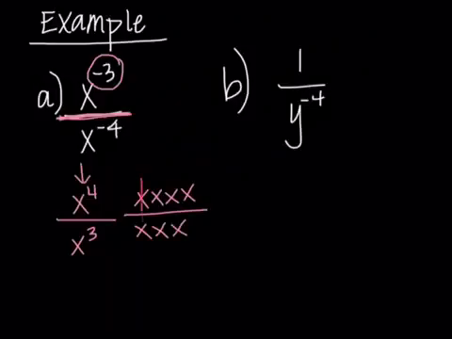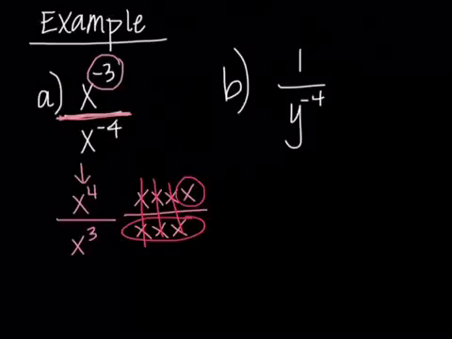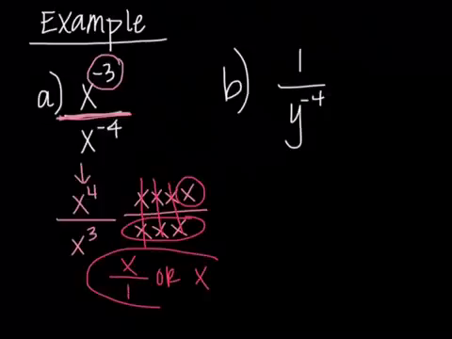And now I'm going to cancel any terms that I can, top to bottom. Notice the entire bottom gets canceled, and I'm just left with an x on top. My answer then would be x over 1, or just x. Both of these would work.